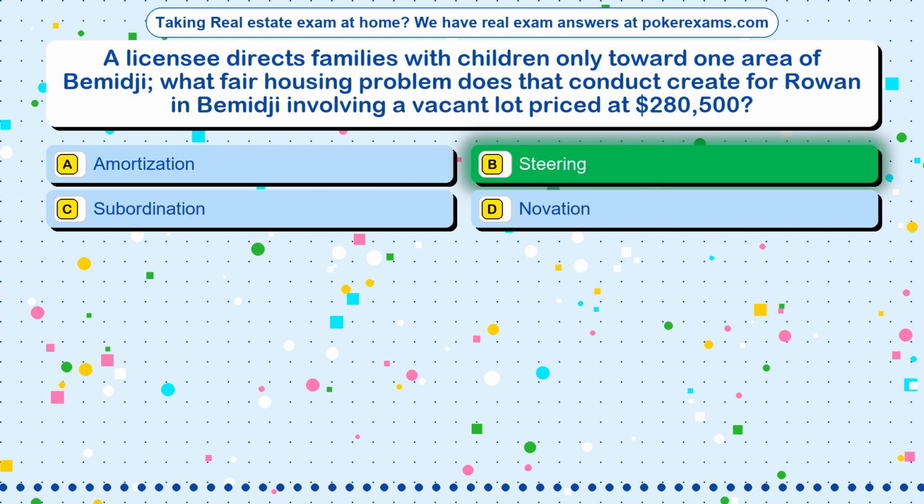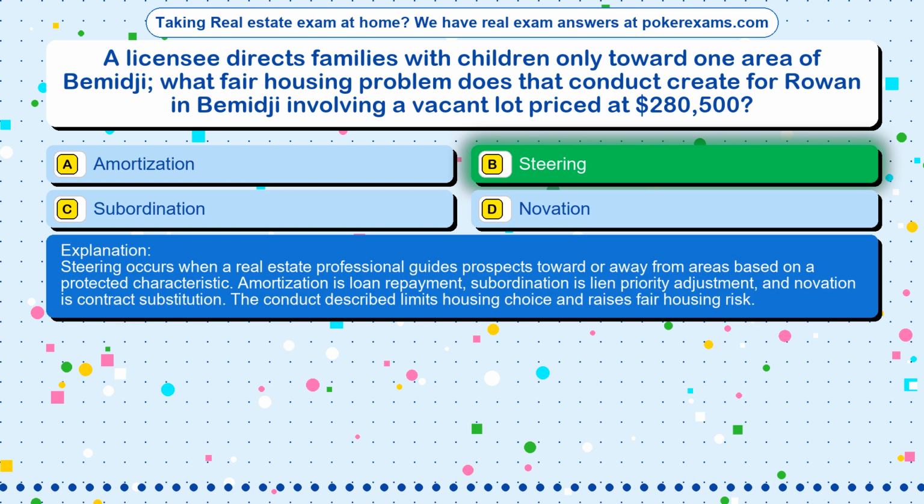The correct answer is option B, steering. Steering occurs when a real estate professional guides prospects toward or away from areas based on a protected characteristic. Amortization is loan repayment, subordination is lien priority adjustment, and novation is contract substitution. The conduct described limits housing choice and raises fair housing risk.